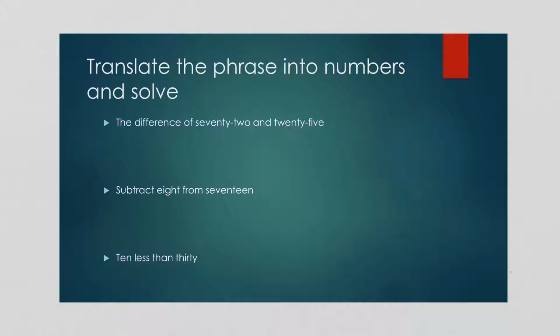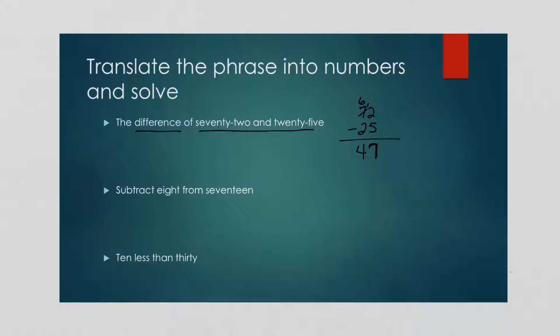All right, so we're going to translate these and then we're going to solve. But I want to warn you, whenever you see problems that are worded like this, sometimes with subtraction we have to be very careful with the order that we write these numbers. So whenever you see the word difference, just write the numbers exactly the way that you read them. So the difference of 72 and 25 means 72 minus 25. And so I'm going to borrow again. So I get 47.